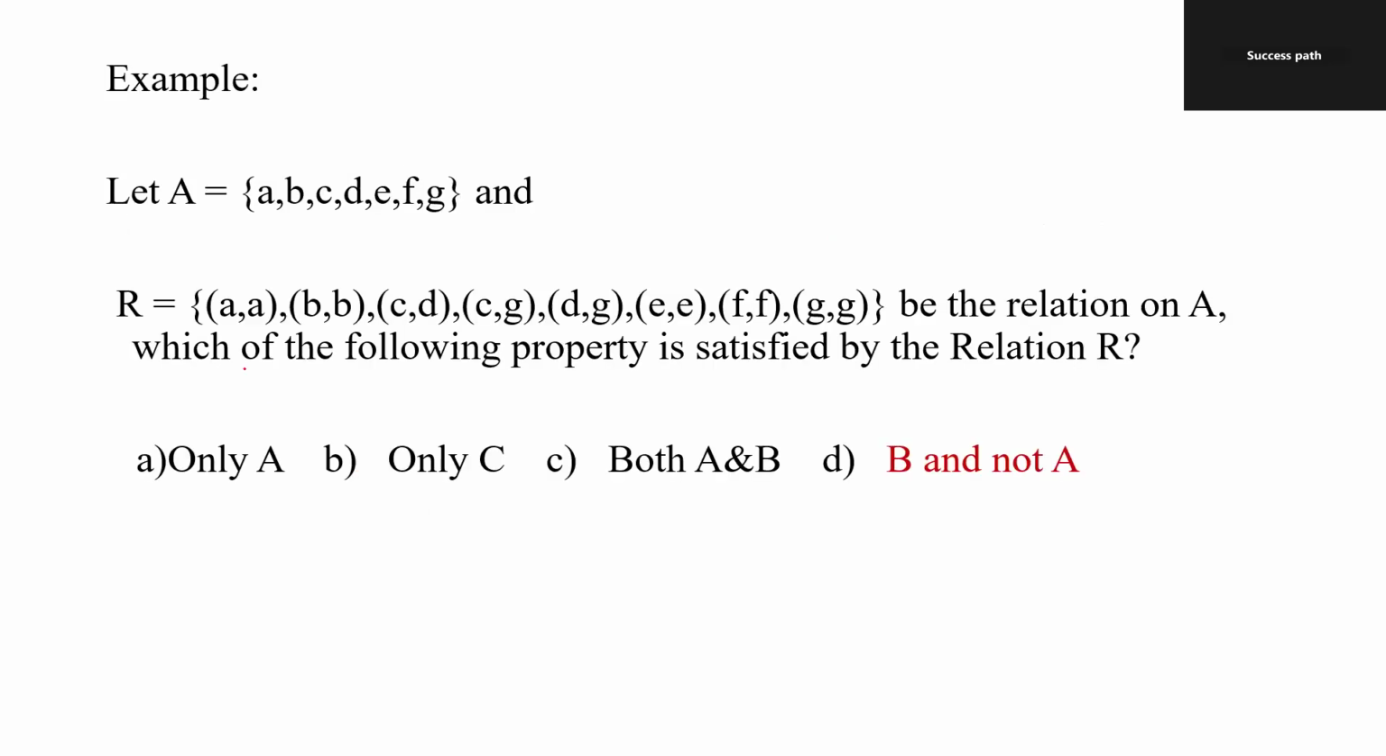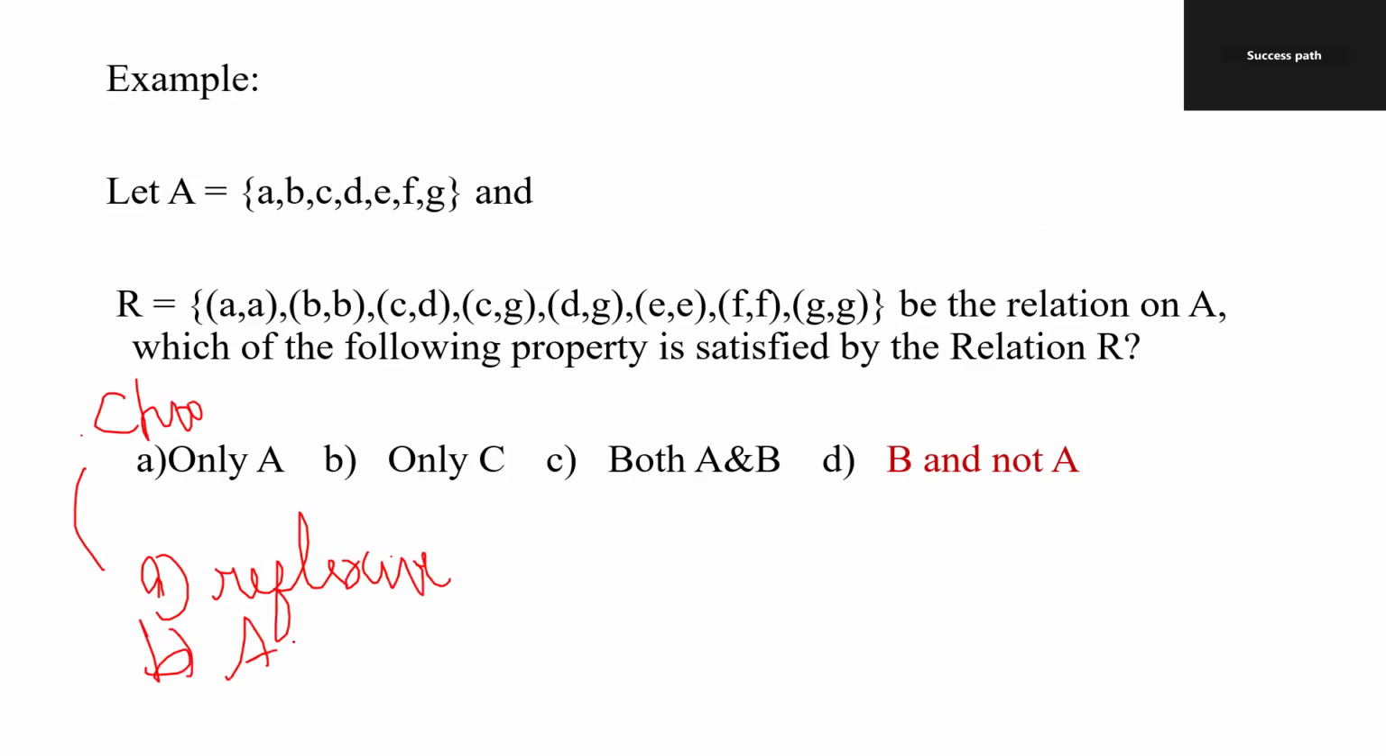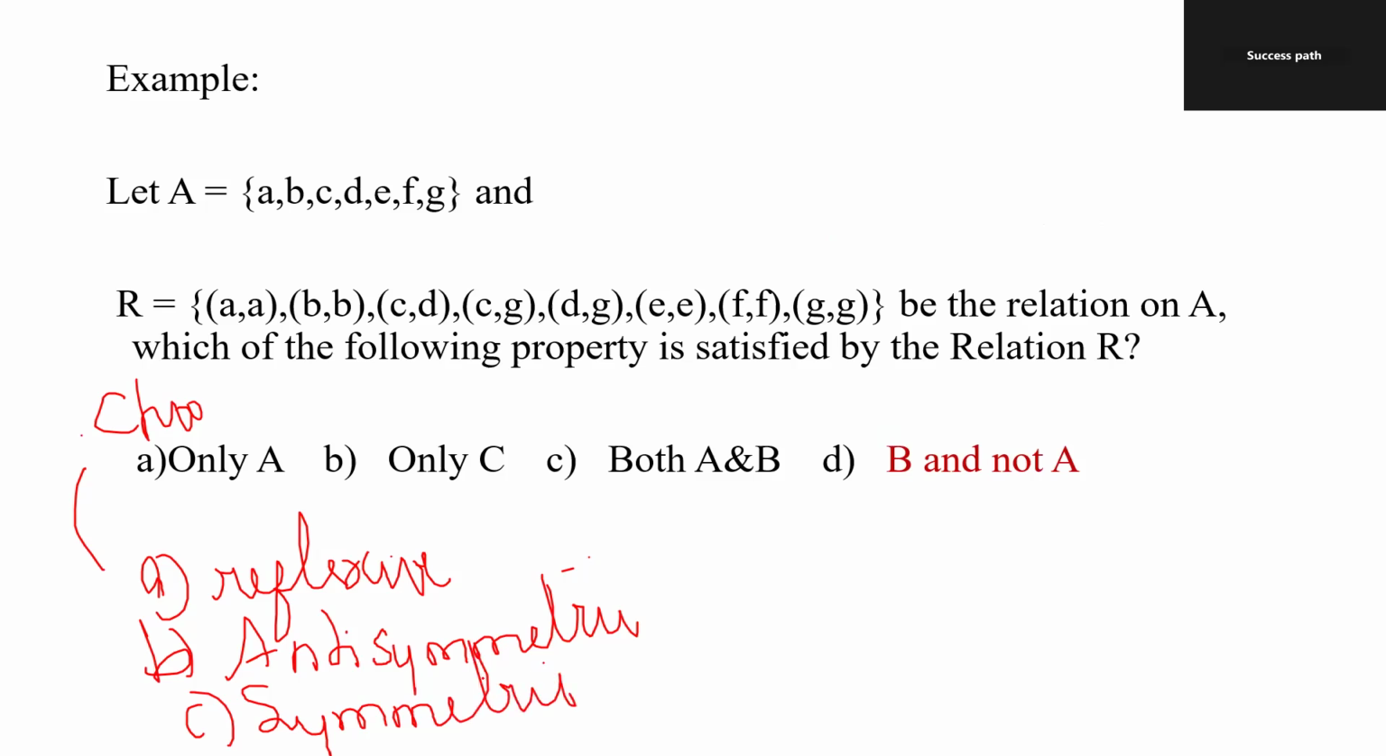Now we can see some example PYQ questions, but one point I have actually left out, it's a typo error. Before this, choose the correct answer. Before this, they have given A is reflexive, B is antisymmetric, and C is symmetric. From this point we have to write.